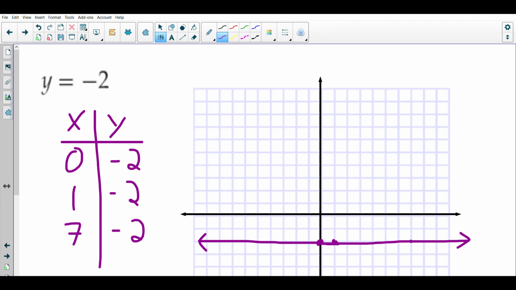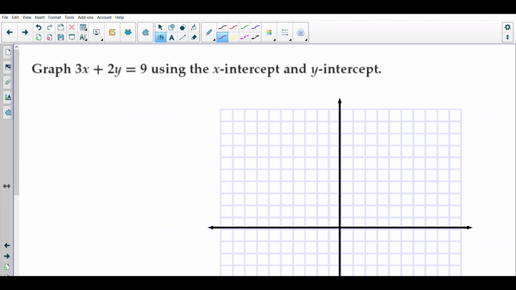All right, last one. This one says graph 3x plus 2y equals 9 using the x and y intercept. So remember, the x-intercept says y is equal to 0, and the y-intercept says x is equal to 0. So we're going to plug those values in.